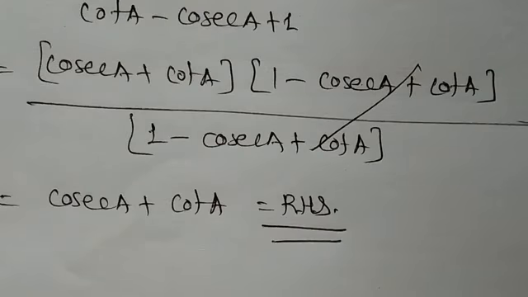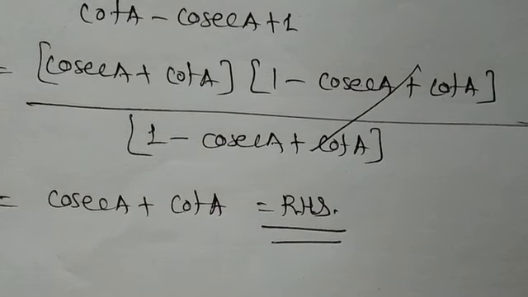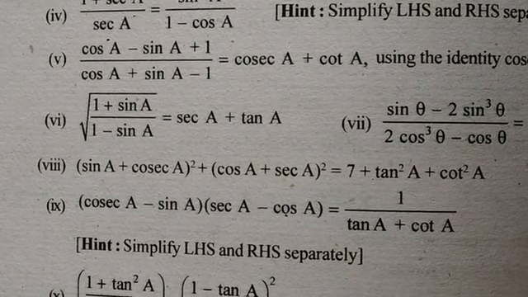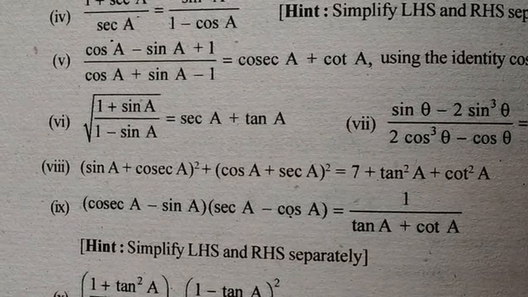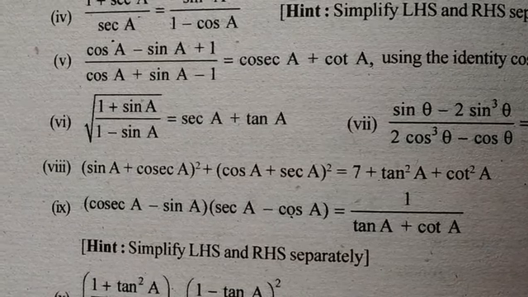Take a common, it will all cancel, and the remaining answer is cosec A plus cot A, that is the right hand side, hence proof. Next example is the same again. Number 6 is the same: show that under root of (1 plus sin A) upon (1 minus sin A) equals sec A plus tan A.